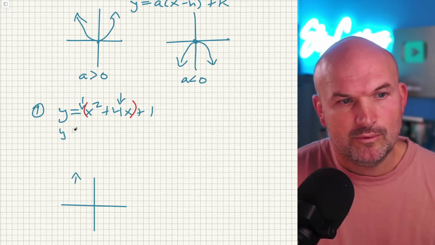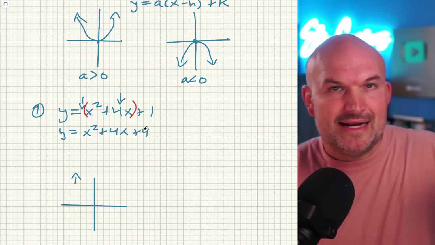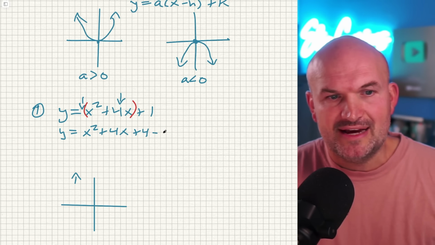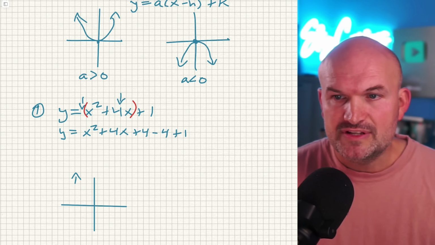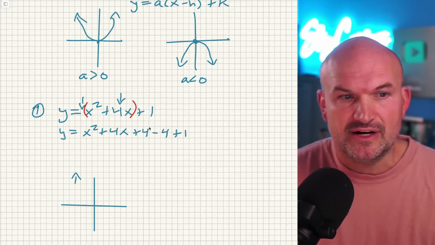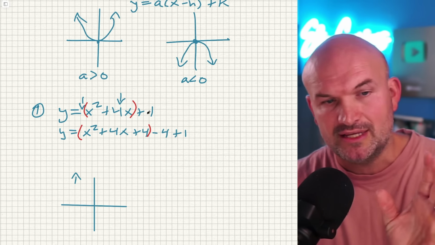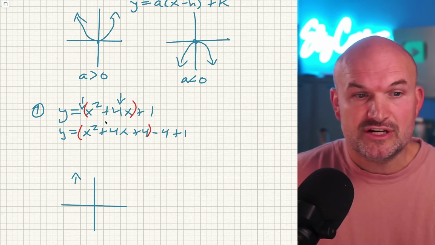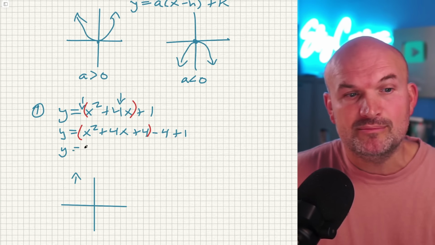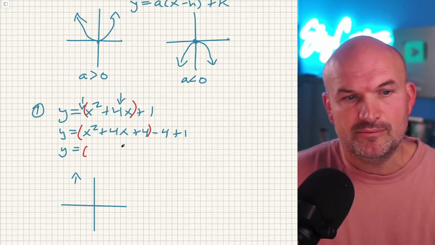So now I'll have y equals x squared plus 4x plus 4. But remember, you can't just randomly add 4 on one side of the equation, so I'm going to have to subtract 4, and then I still have my 1 here. Don't forget about that. Now, these red parentheses didn't go anywhere. That's very important because that is the grouping of this quadratic, which is now a perfect square trinomial, which we know is going to be a binomial squared. So when we factor this down, it creates a binomial squared.